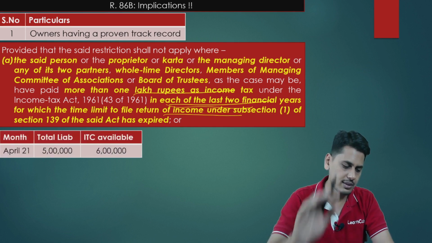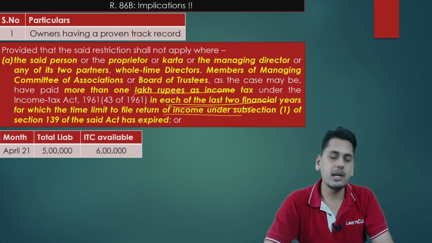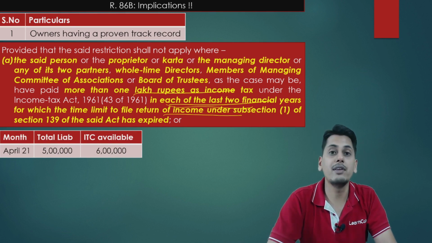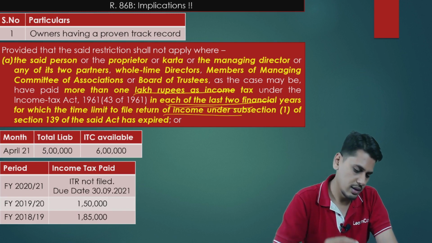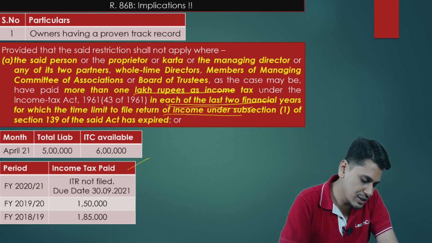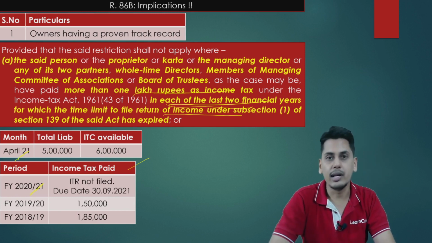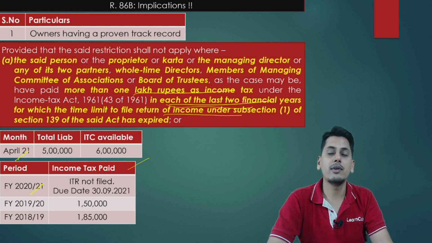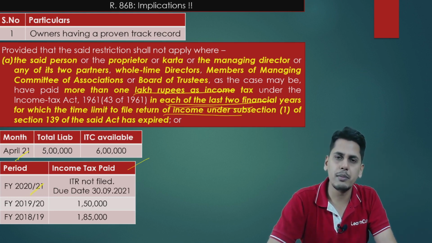Let's take few examples. Now friends, let's say for the tax period April, total liability is 5 lakhs. Total input tax credit available is 6 lakhs. Now friends, this particular person, income tax paid for financial year 2021, we are speaking about April 2021. We are going to check whether for April 2021 86B is applicable or it is not applicable. What difference would it make, friends?